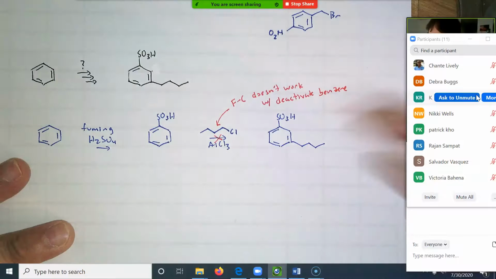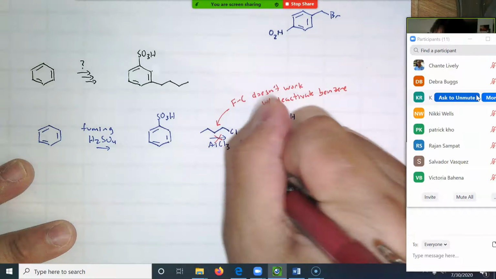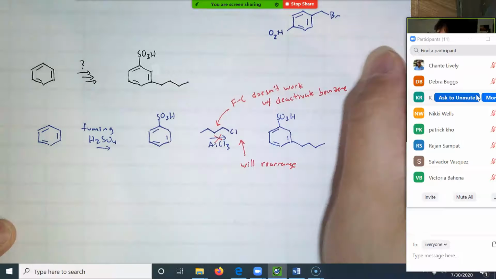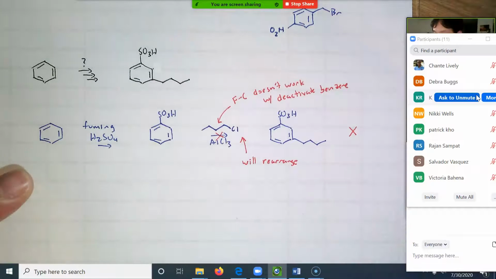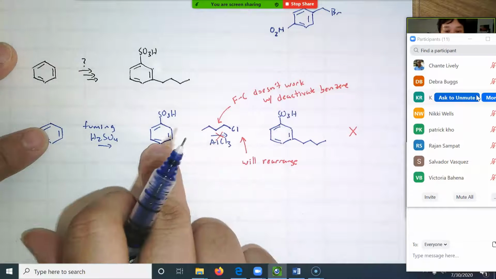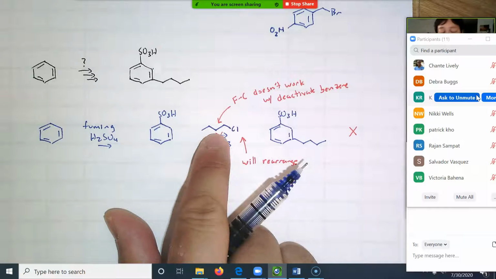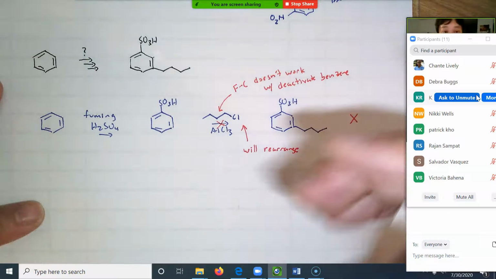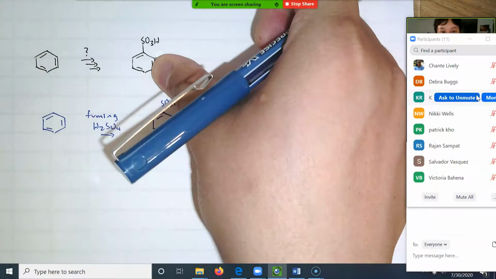What is the other issue? The other issue is that this will rearrange. And you want to get 4 carbons in a row. So this synthesis has some issues. Maybe I'll give half credit for this. At least you knew that you did some type of Friedel-Crafts, some type of sulfonation. It's just the wrong order, but also you can't really use this alkyl chloride because it will rearrange. Well, we're in trouble because we can't do sulfonation first.